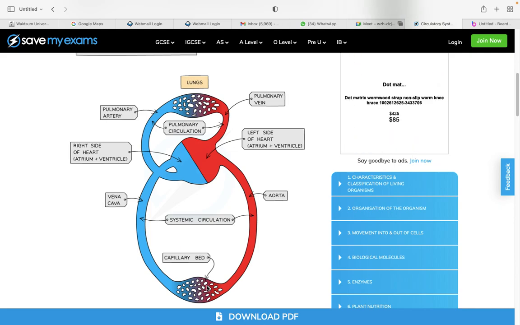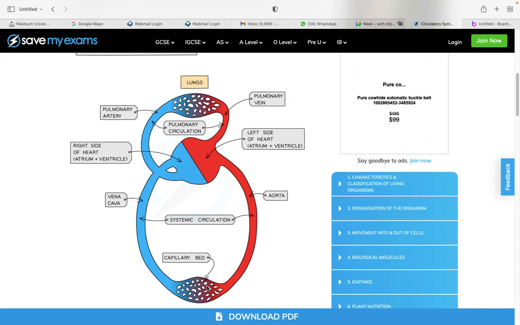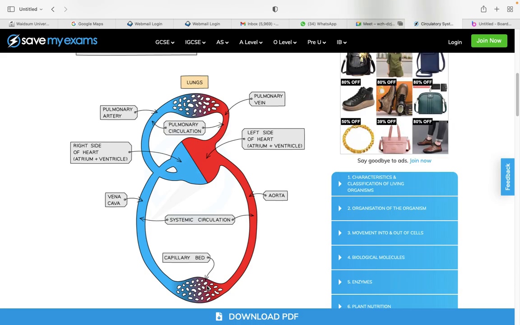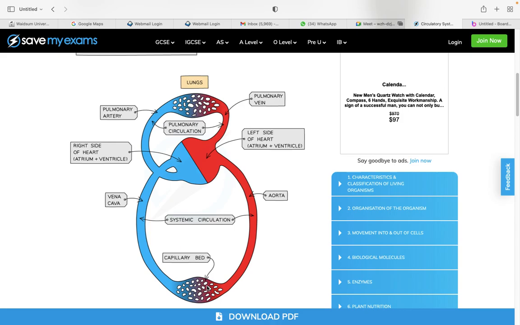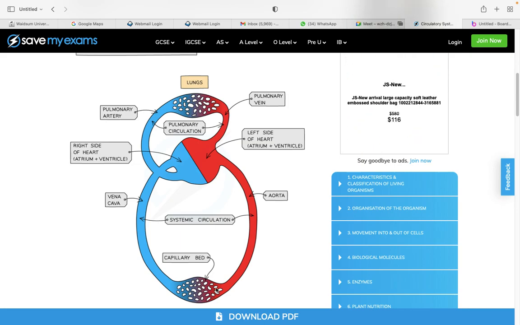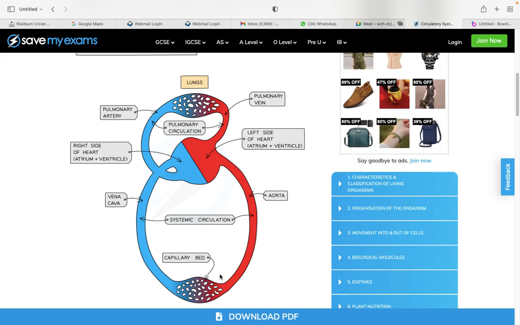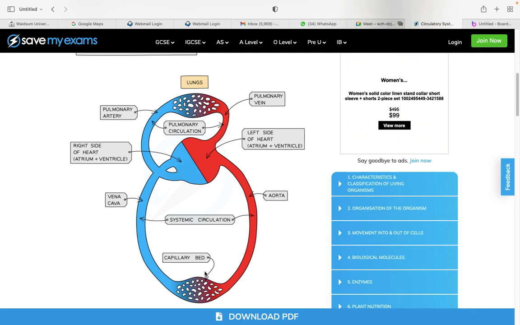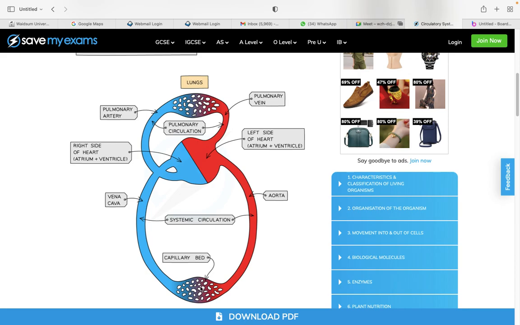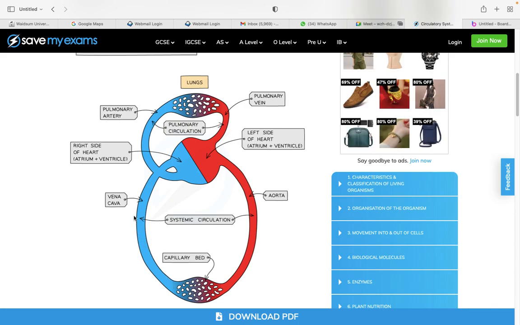Now when the body has used it, carbon dioxide is produced. That carbon dioxide is sent from the body cells to the next blood vessel. That can only happen when there is a connector from the artery to the vein. That is called the capillary, and it's made up of networks of capillaries. Now this carbon dioxide diffuses into the capillary, then from the capillary to the vein. This is called the vena cava. The biggest vein is the vena cava.